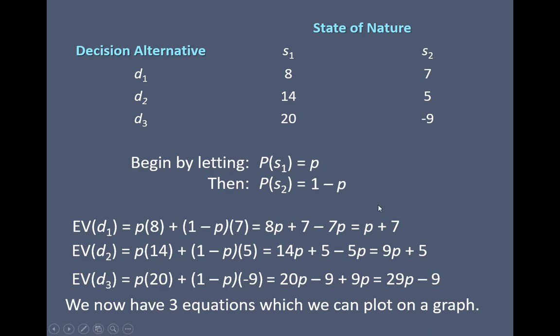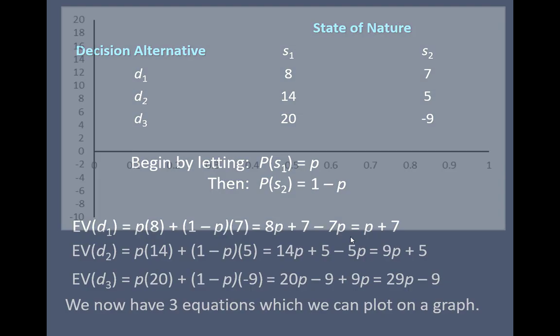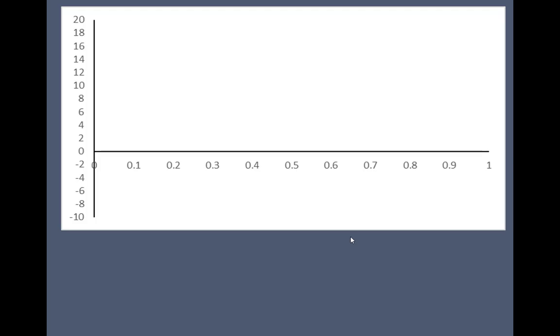So remember these 3 expressions: p plus 7, the expected value of D1, 9p plus 5, the expected value of D2, and 29p minus 9 as the expected value of D3. Those are the things that we're going to graph, and that's what we're going to do on the next slide here. So starting with the expected value of D1, which we just found to be p plus 7.